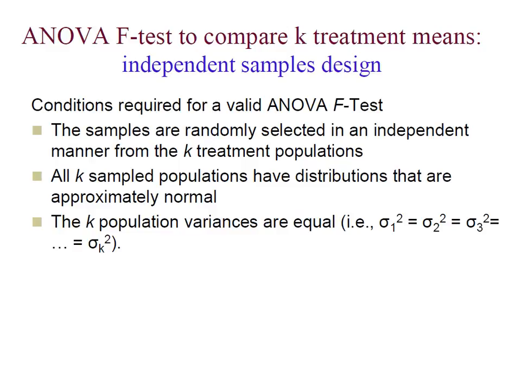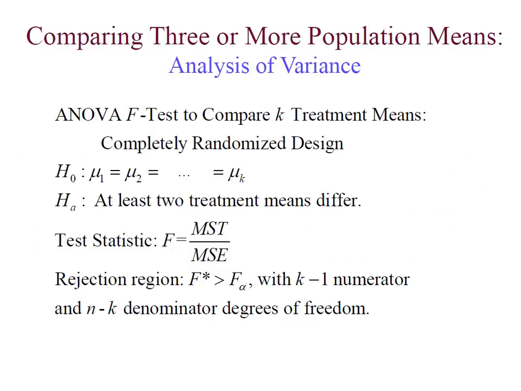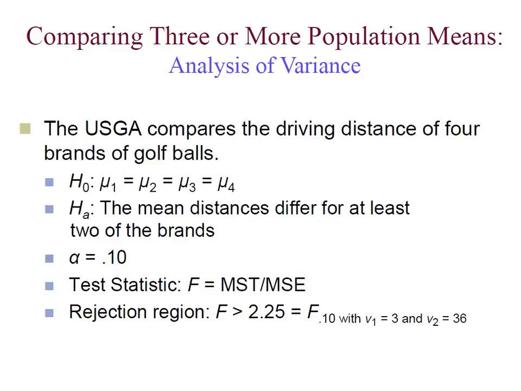The last condition that we need to assume is that the population variances for each group must be approximately equal, more or less the same. It doesn't have to be exactly equal, but should be close enough. That's good enough. So if you have all these conditions, you can use this test to compare. Now let's look at the example.